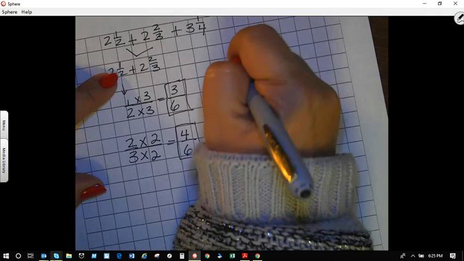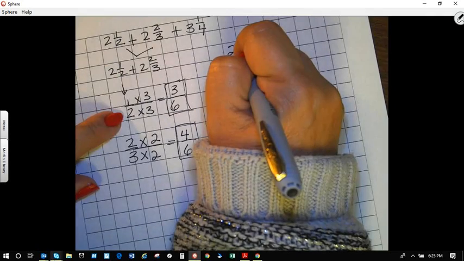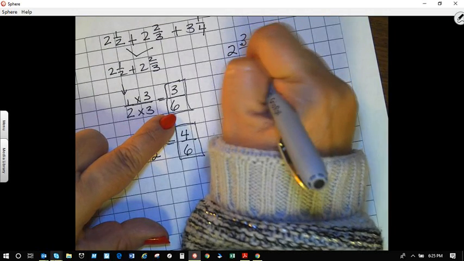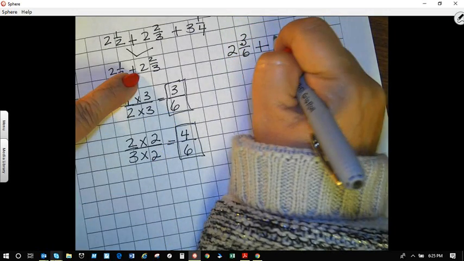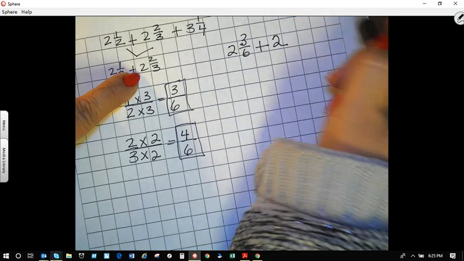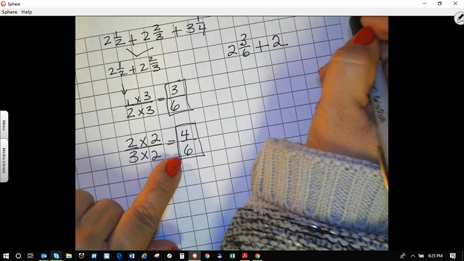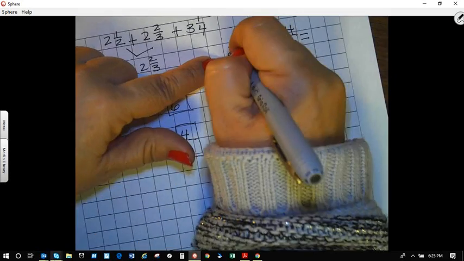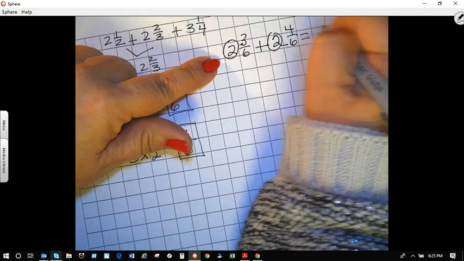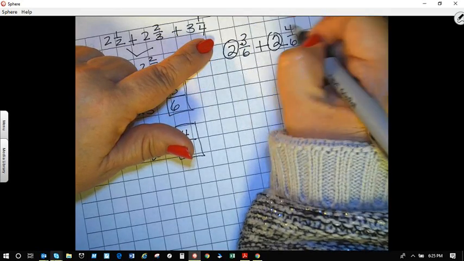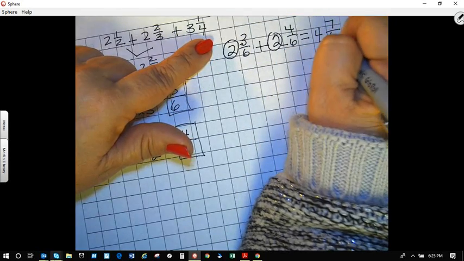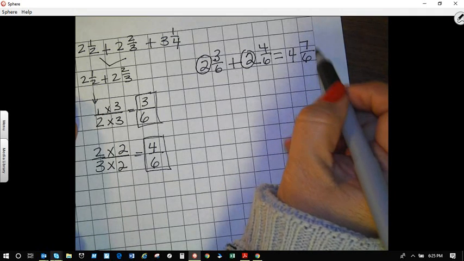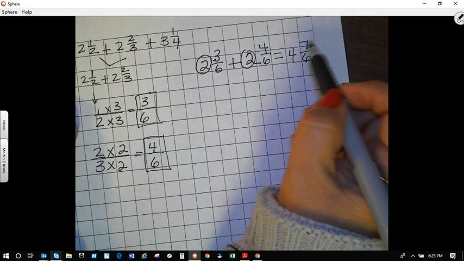So I have my 2 and my 1/2 is now its equivalent fraction is 3/6 plus my 2 and my 2/3 is right here, which my new fraction is 4/6 equals, I'm going to add up my whole numbers. 2 plus 2 equals 4. 3 plus 4 equals 7 over 6. Well, look at this. This is greater than 1 whole because 6 over 6 is 1 whole. And 7 minus 6 is 1.